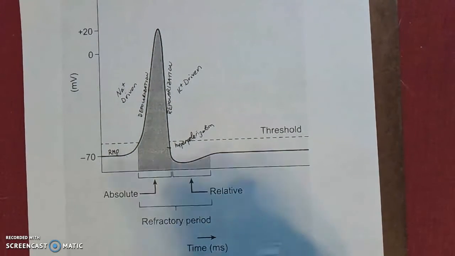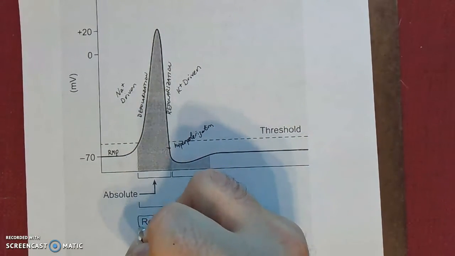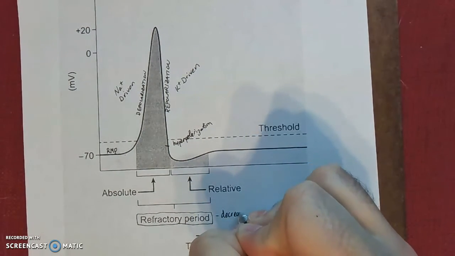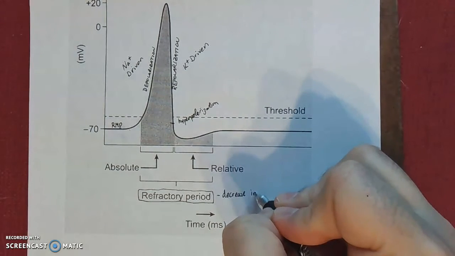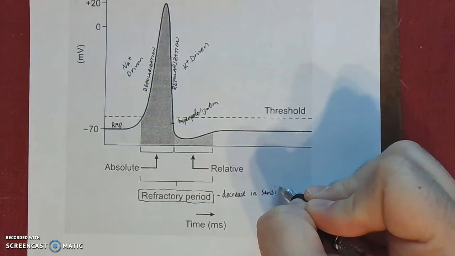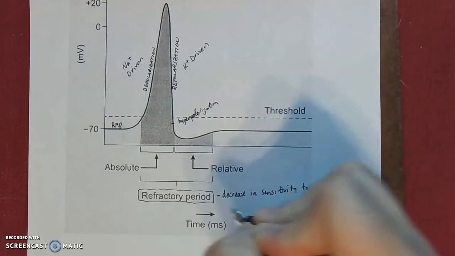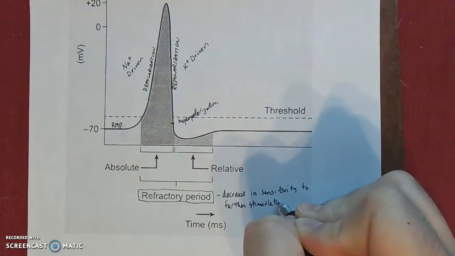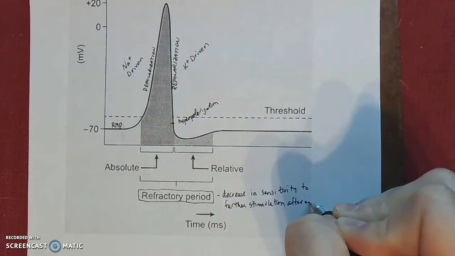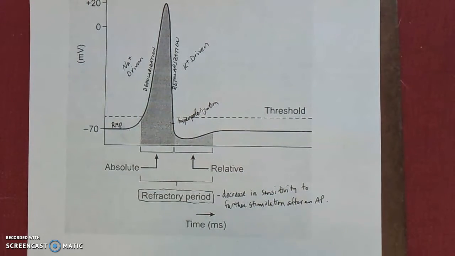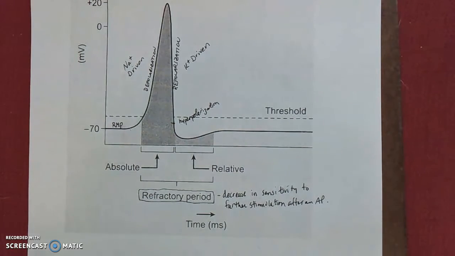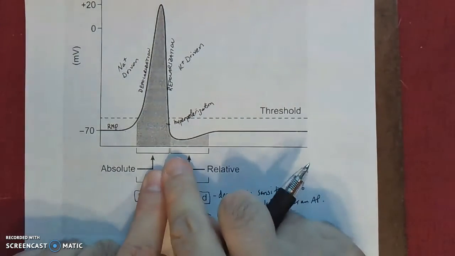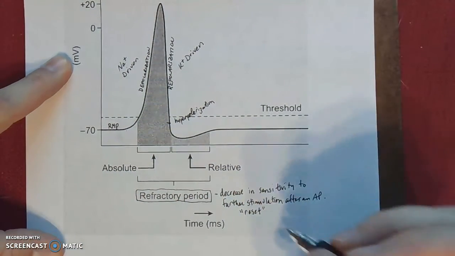The other thing that you see here is something called a refractory period. It's like a reset. This is a decrease in sensitivity to further stimulation after an action potential. So this is like a reset, and it's broken into two parts. You can see absolute and relative.